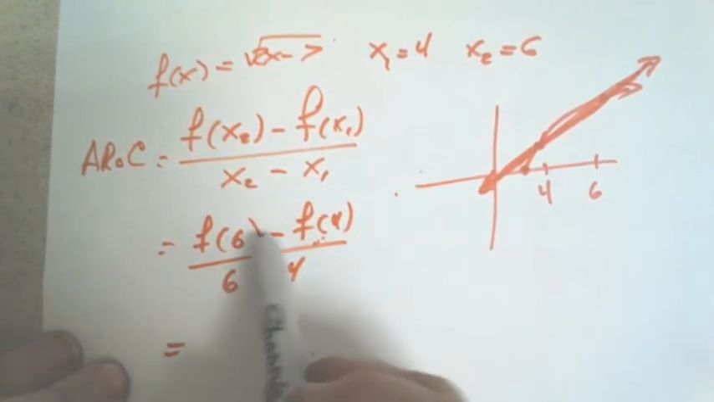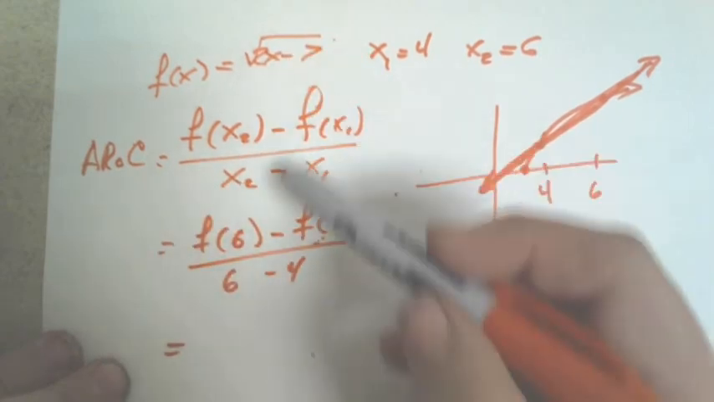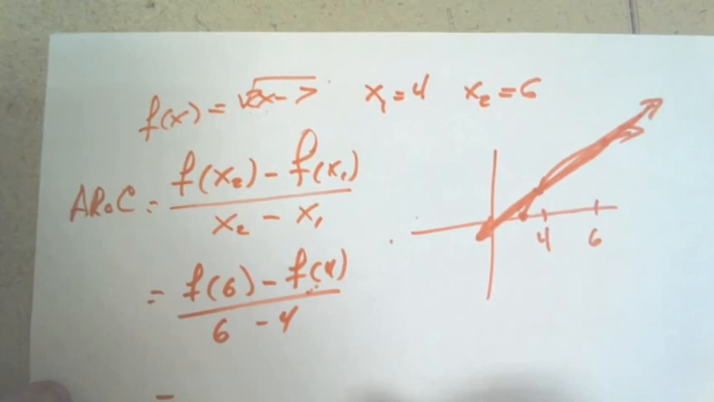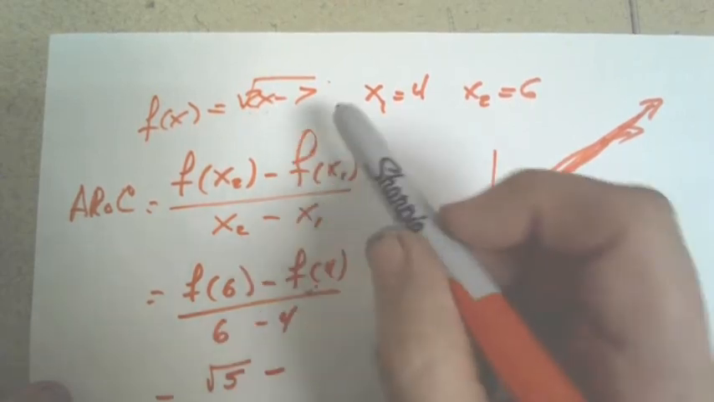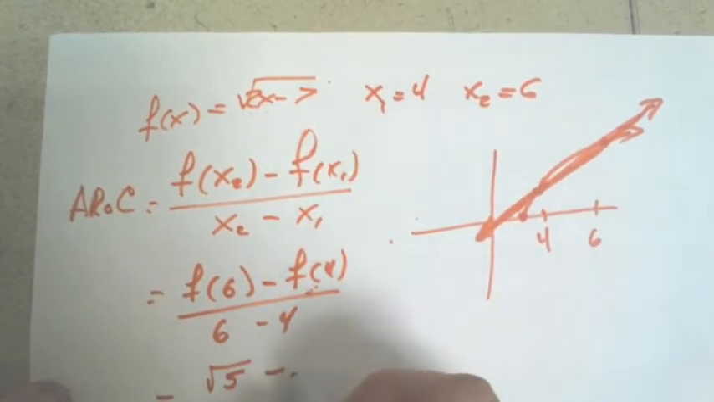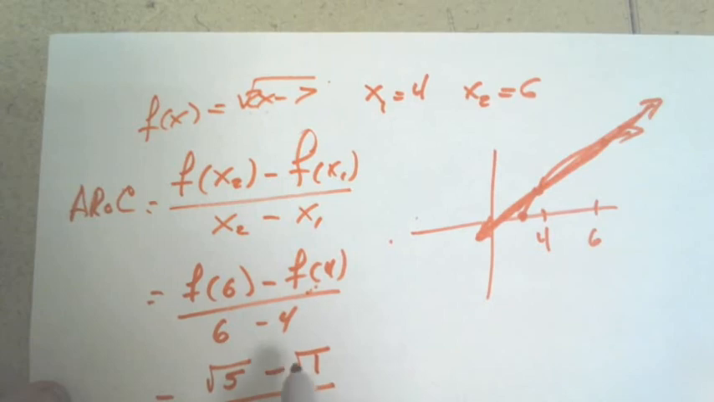Be careful, you're not taking 6 minus 4 on top. You've got to put that 6 in. 2 times 6 is 12. 12 minus 7. What's 12 minus 7? Is that 5? So that would be the square root of 5. That's kind of annoying. Oh well. Minus, put in the 4. 2 times 4 is 8. 8 minus 7 is 1. So the square root of 1 over 6 minus 4 is 2. So you've got square root of 5 minus 1 over 2.